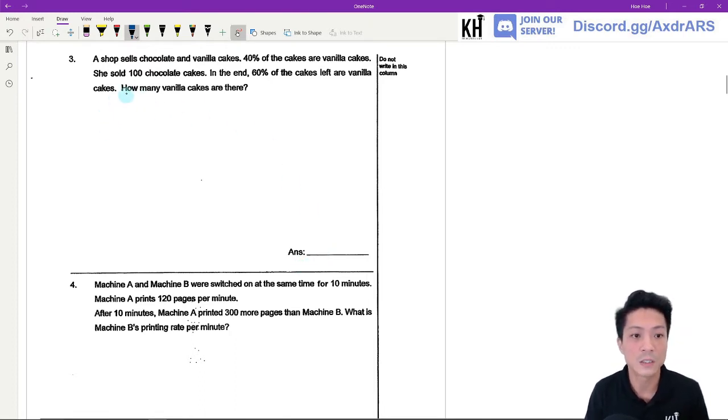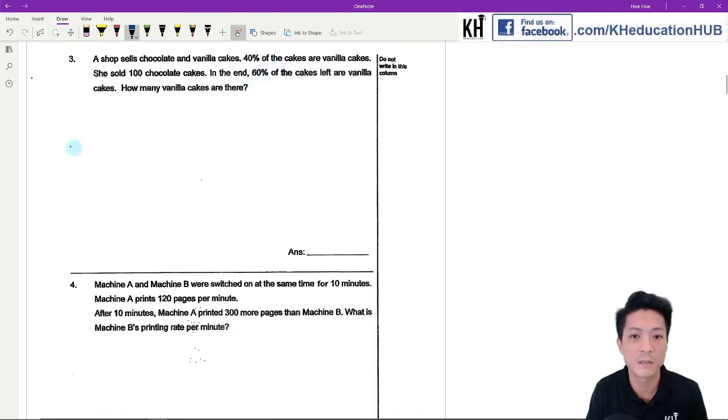Question 3. A shop sells chocolate and vanilla cakes. 40% of the cakes are vanilla and she sold 100 chocolate cakes. In the end, 60% of the cakes left are vanilla cakes. How many vanilla cakes are there?